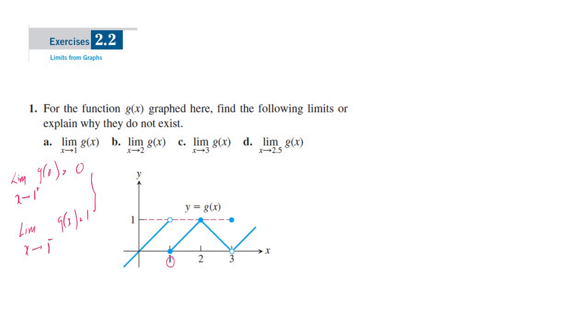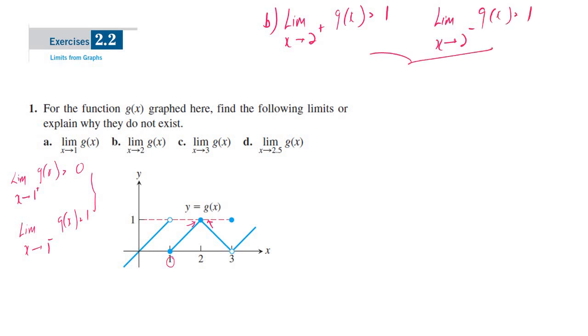Okay, so let's look at the limit as x tends to 2. If you look at it from the positive side, it goes to 1, right? This is 1. From the negative side, also 1. So let me write that down. Let's say B: the limit as x tends to 2 from the positive side of g(x), we get 1, and the limit as x tends to 2 from the negative side, we get g(x) equal to 1.